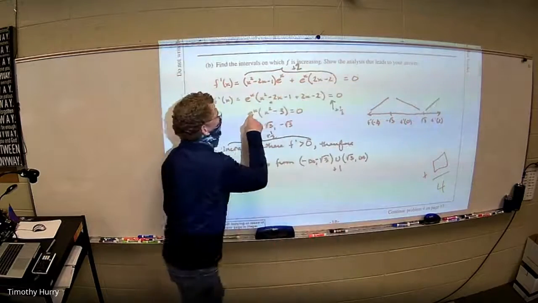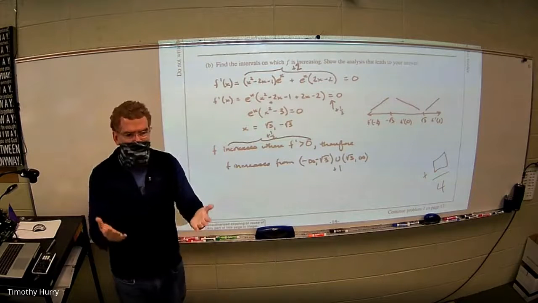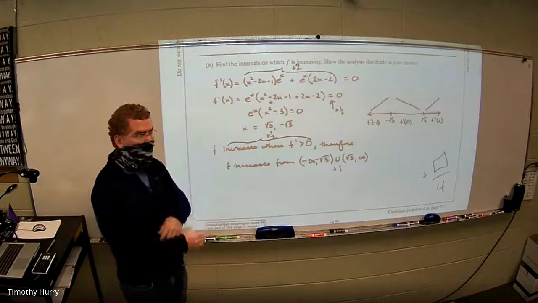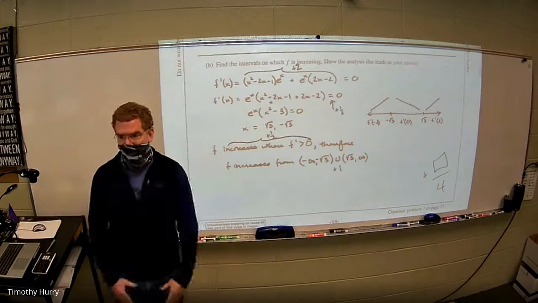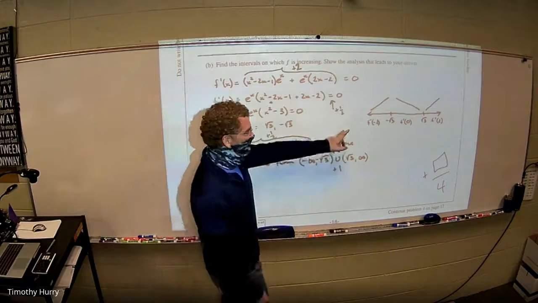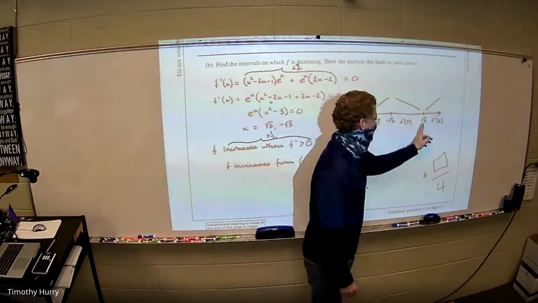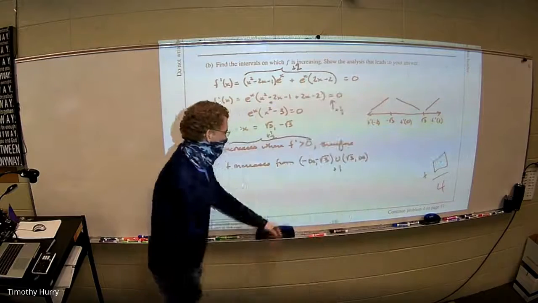But no matter what I plug into the e function, e to any power is going to be a positive number. Even e to the -1,000,000, right? That just shrinks down to a really tiny positive number. So bottom line, I can see right here, it wants to know where it's increasing from -infinity to -3 and from 3 to infinity, right?